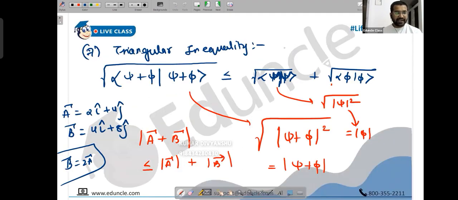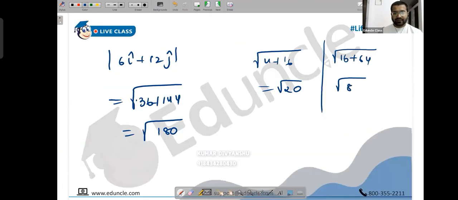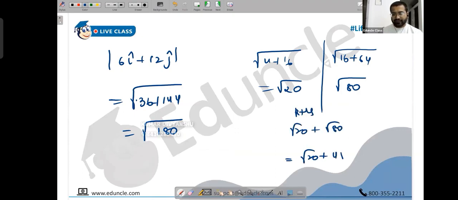So what do you have? Magnitude of A vector, 2 i cap plus 4 j cap. So that's 4 plus 16, that's under root 20. And then I have magnitude of 4 i cap plus 8 j cap. So that's magnitude of 16 plus 64, that's under root of 80. So under root of 20 plus under root of 80, that's RHS. I can write this as under root of 20 plus 4 under root of 20.